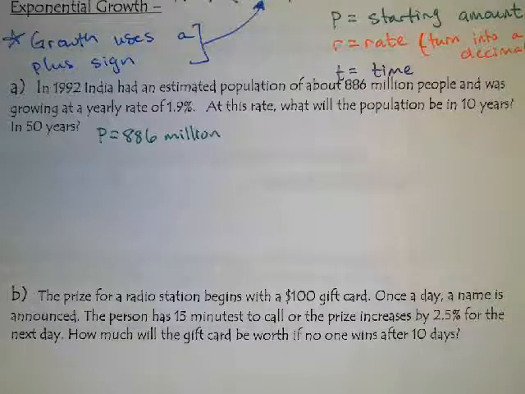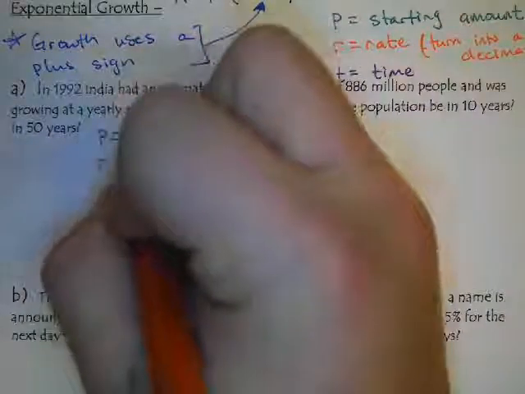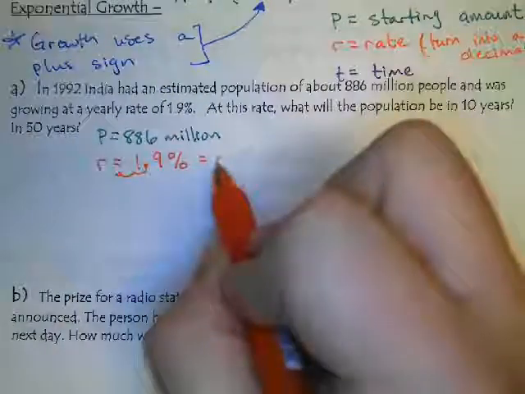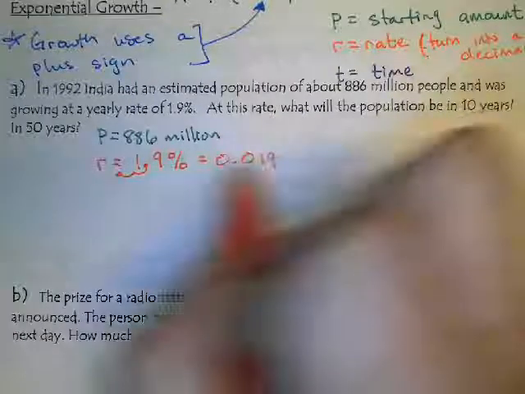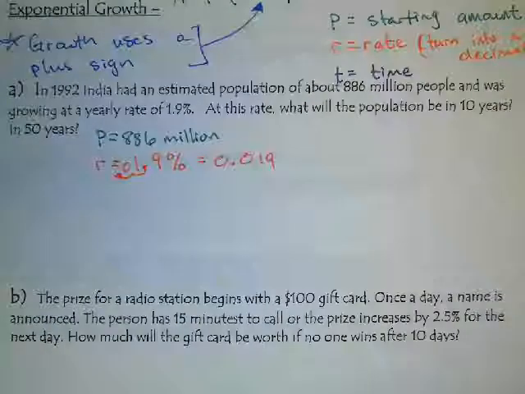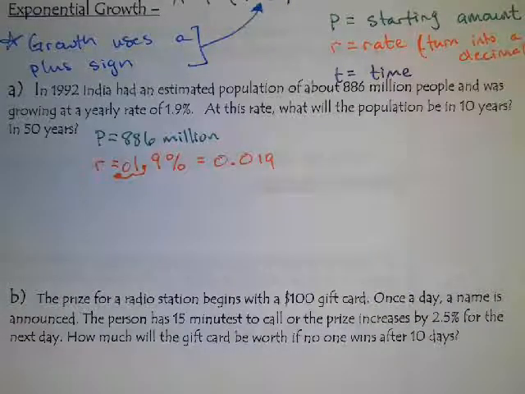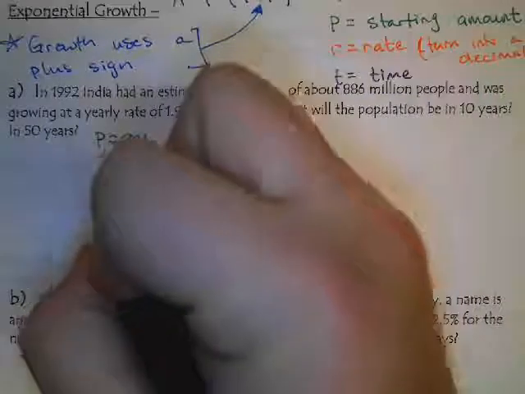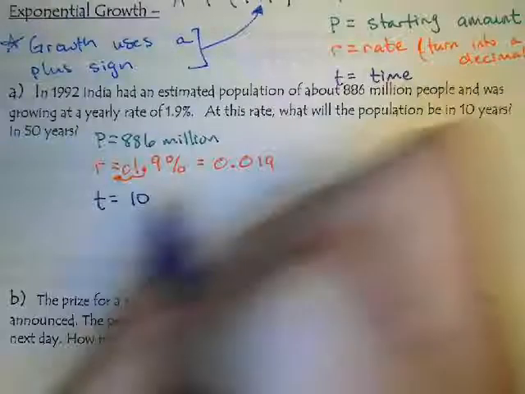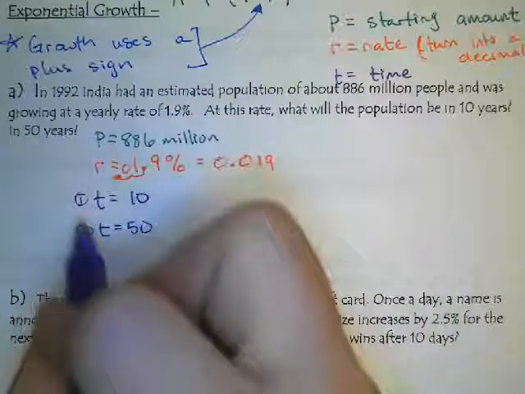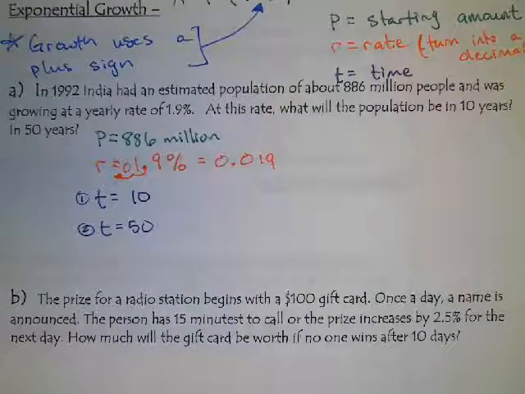We know our rate is 1.9%, but we need to turn that into a decimal, so we'll move our decimal twice, and we get 0.019, filling in this blank space with a 0. And then our time, we have two different times, one's 10 and one's 50, so we'll do this equation twice. So we'll look at time equals 10 for our first problem, and then for our second problem, time equals 50. So this is two different problems.